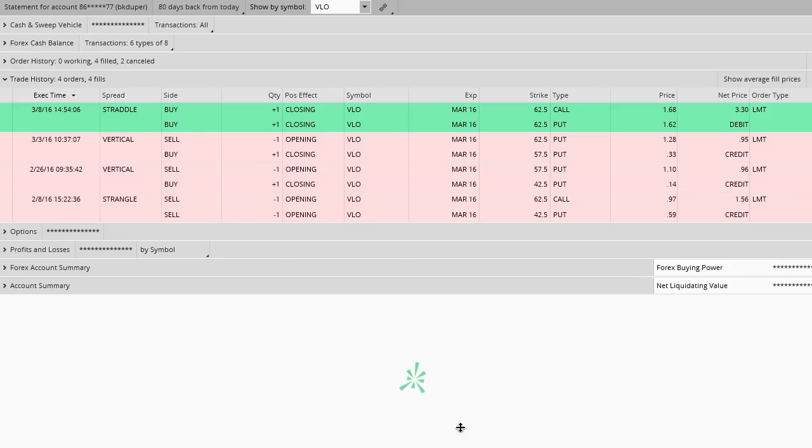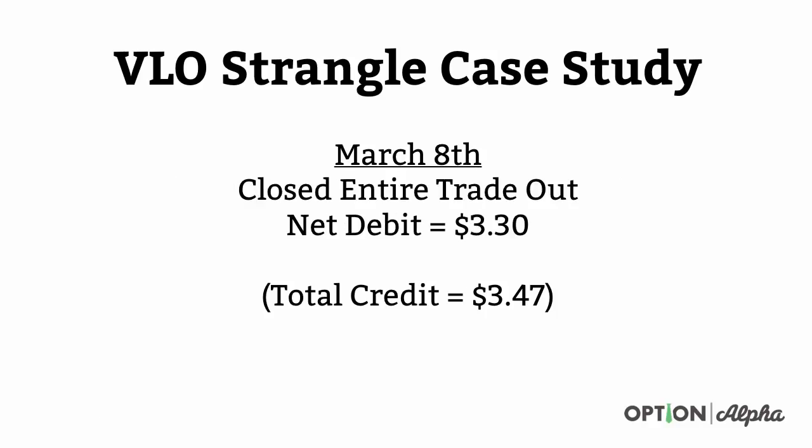Again, you can see here what we ended up doing in March is we rolled up our 57.5 puts. Remember, we originally sold these for $110 when we entered them the first time. They're now worth $33. We entered the new 62.5 puts to create the straddle, and again took in a nice big credit of $95. Later on, on March 8th, we let a little bit more time decay and volatility come out of the position as the stock rallied, and we closed out the entire trade for a net debit of $330. Remember, our total credit was $3.47, so we ended up making a little bit of money on this trade, even though the stock went completely against us.